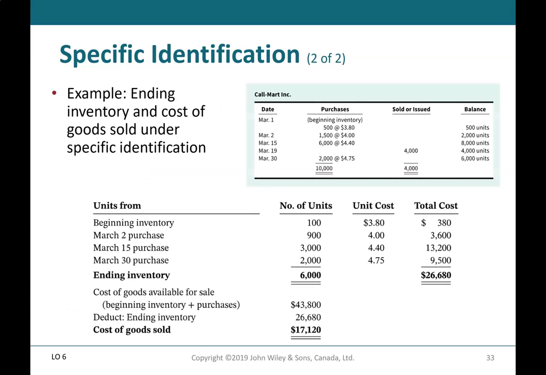Specific identification, 2 of 2. Example, ending inventory and cost of goods sold under specific identification. So the ending inventory is still going to be the same number of units, 6,000, but the total cost will be 26,680. Therefore, our cost of goods available for sale, which is our beginning inventory and purchases, is 43,800. When you take away the ending inventory of 26,680, you get cost of goods sold of 17,120.